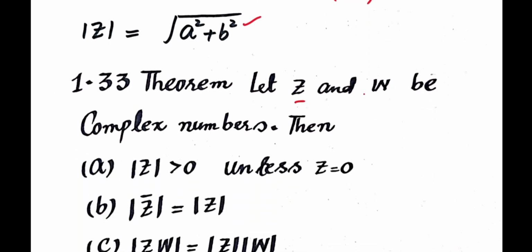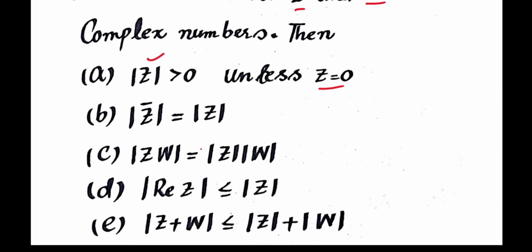If z and w are two complex numbers, then prove that the absolute value of z is always positive. It is 0 unless z is equal to 0. The second property is that |z| and |z conjugate| are always equal. The absolute value of the product of two complex numbers is equal to the product of their absolute values. The absolute value of the real part of z is always less than or equal to |z|. The last one is called the triangle inequality: |z plus w| is always less than or equal to |z| plus |w|. This is one of the important properties that we will discuss at the end.